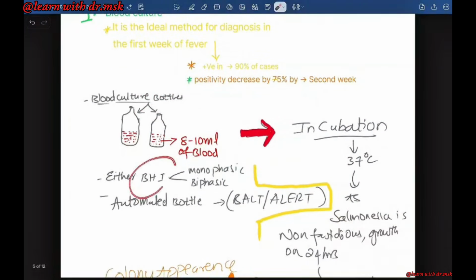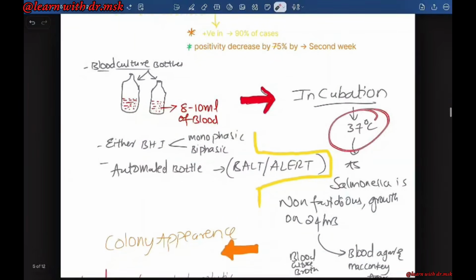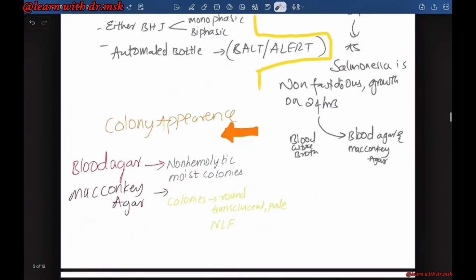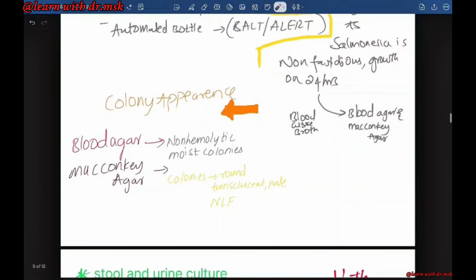What it contains is brain heart infusion, which can be monophasic, meaning any one state, either liquid or solid. Biphasic means there is agar, meaning solid media, and then the liquid media. Either biphasic or monophasic media can be used, and we incubate at 37 degrees for 24 hours.